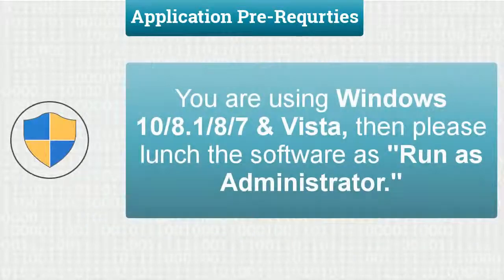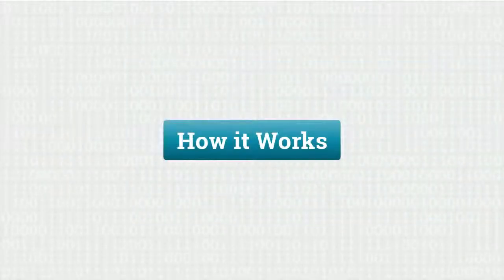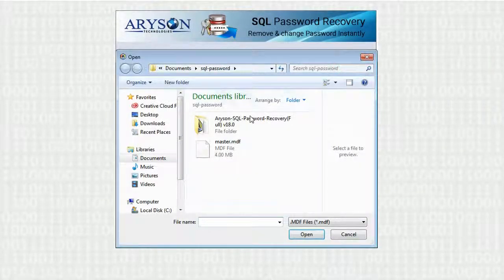If you are using any versions of Windows mentioned here, then please launch the software as run as administrator. Now let's begin in detail. Click on Browse button. Open the MDF file which you want to remove or change the password of.